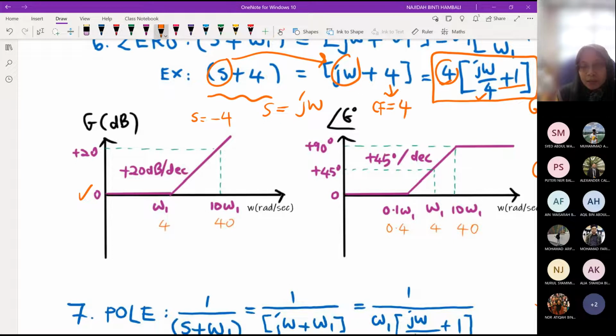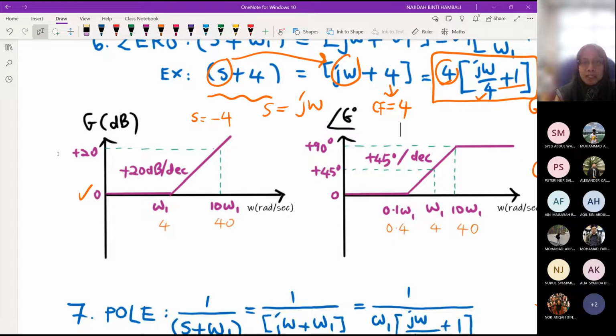We do not use negative anymore because we are dealing with frequency. So we assume all the zeros, either negative roots or positive roots. For zeros and poles, we assume it is a positive value in frequency domain.